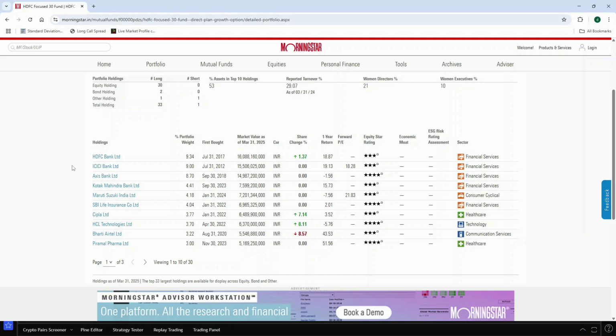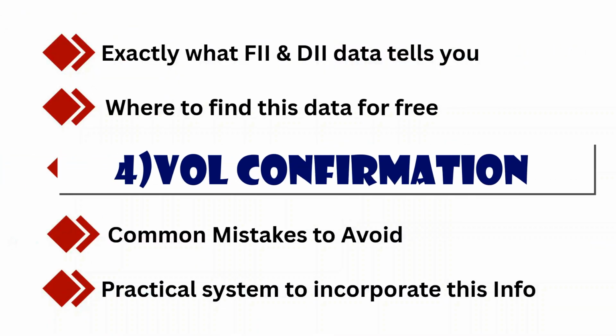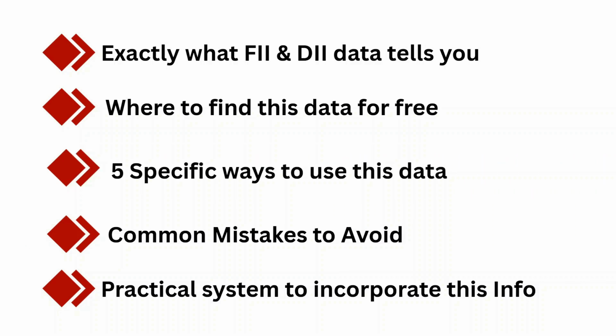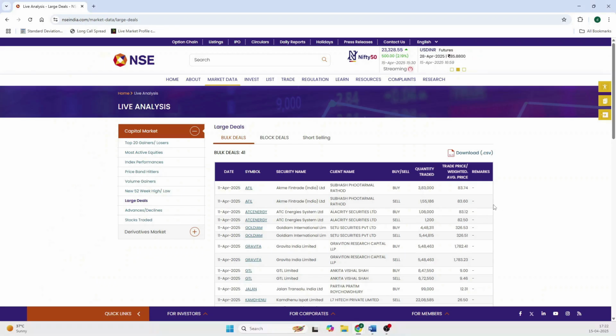So this is the best idea I can suggest you guys. And the next strategy we are going to discuss is the volume confirmation strategy. For this, you need to identify which stock has spiking volume. To understand this, directly go into NSE India and look for bulk and block deals. This is the main thing you can watch for.